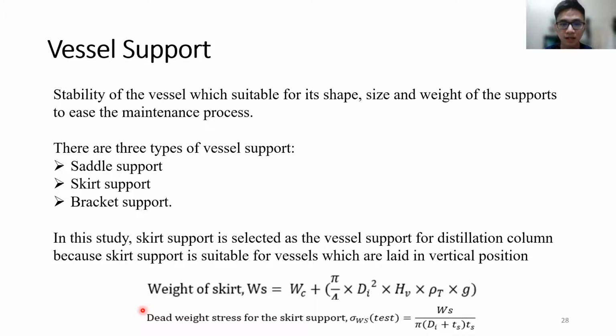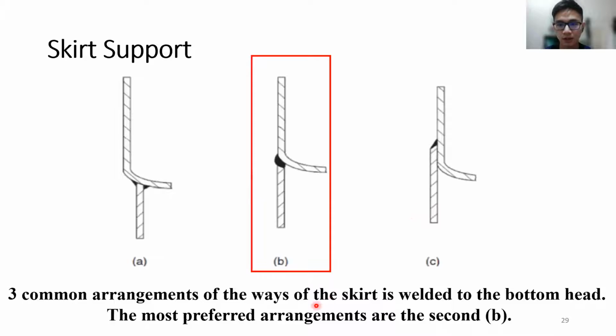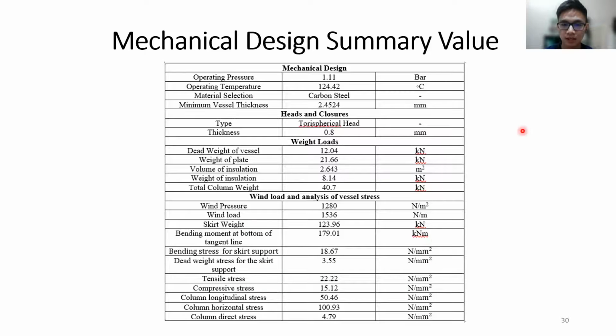Next slide. There are three common arrangements of the skirt. Next slide. It is welded to the bottom head. So the most preferred arrangement is the second one, B. Next slide is showing the summary values of the mechanical design.